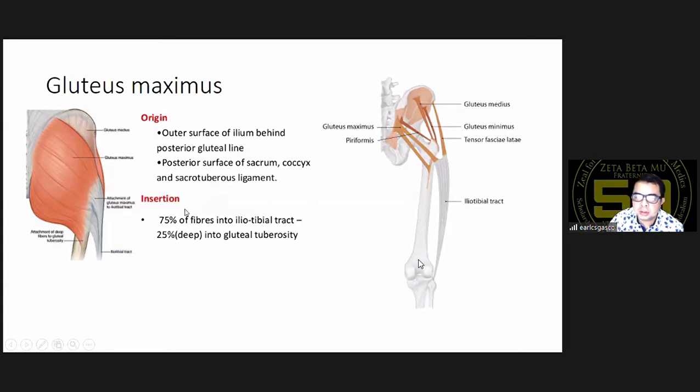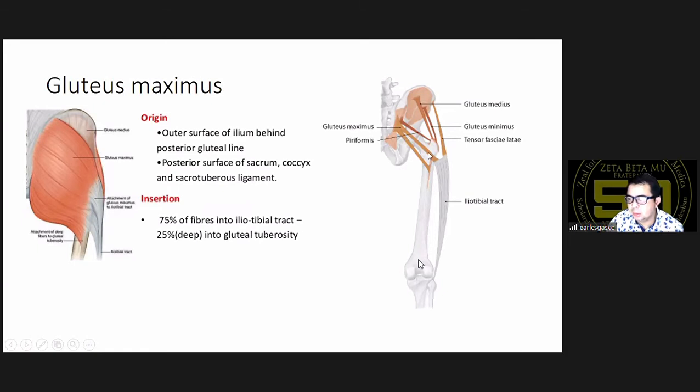Now it's inserted in 2 parts. 75% of the fibers actually join the tensor fascia lata into the iliotibial tract, and 25% are deep muscles that are inserted deep into the gluteal tuberosity. So this is your gluteus maximus. 75% is inserted to this iliotibial tract, which is an extension of the tensor fascia lata.